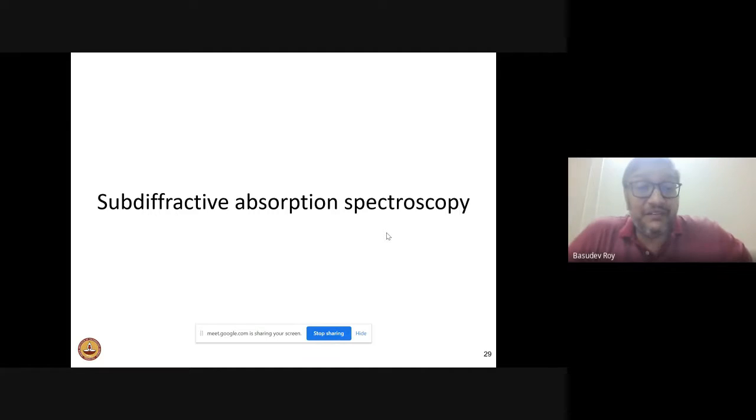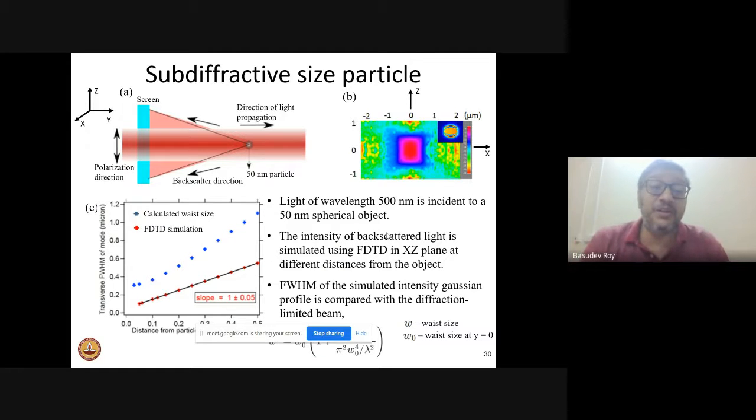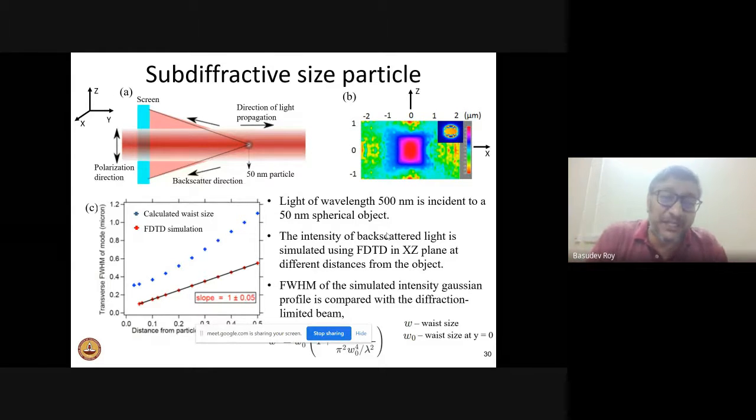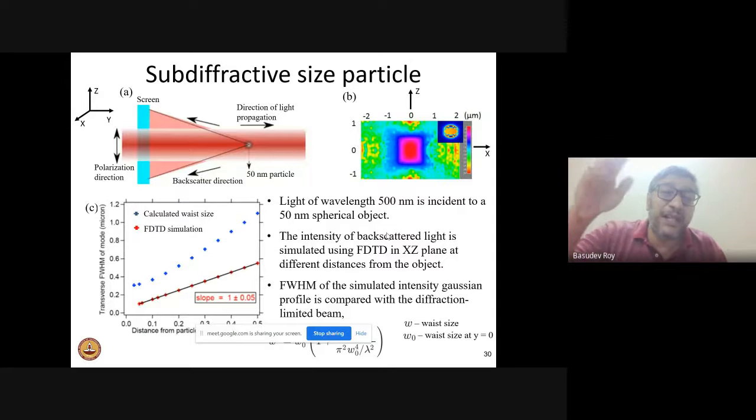This is subdiffractive absorption spectroscopy. You know FCS, the fluorescence correlation spectroscopy. In fluorescence correlation spectroscopy, you know very well that you have a focused beam of light. It has been focused down very tightly using high numerical aperture lenses, and it focuses down to the diffraction limit. Then you can see inside the diffraction limit if there are molecules floating by, this kind of fluorescence happening.